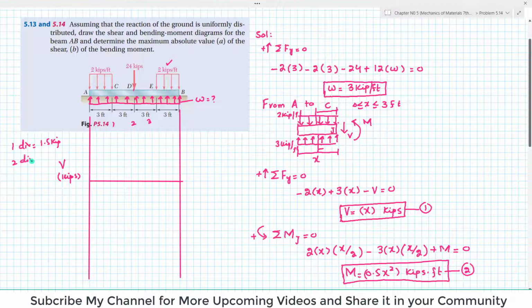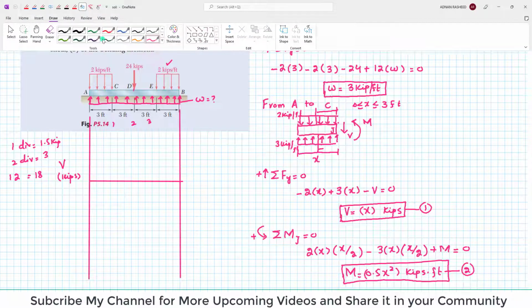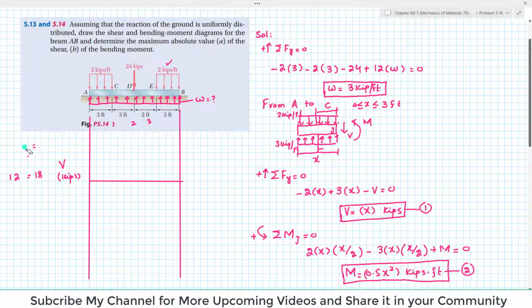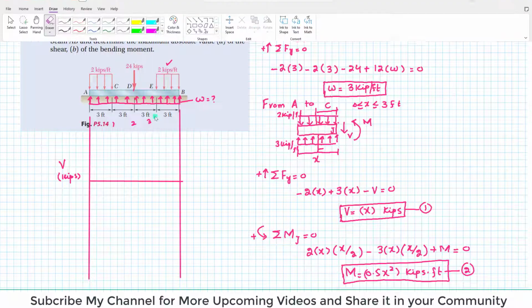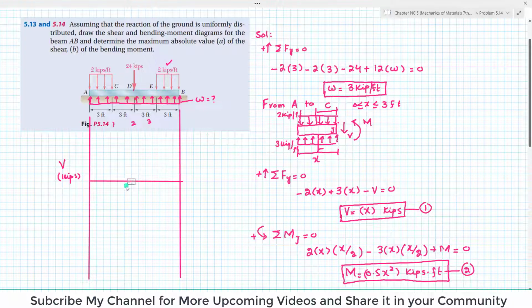So 2 divisions will be equal to 3 kips, and 12 divisions will be equal to 12 into 1.5, which is equal to 18 divisions. So 18 divisions I will not be able to draw, so I have to change the scale for that. What I have to do is move this axis somewhat below.